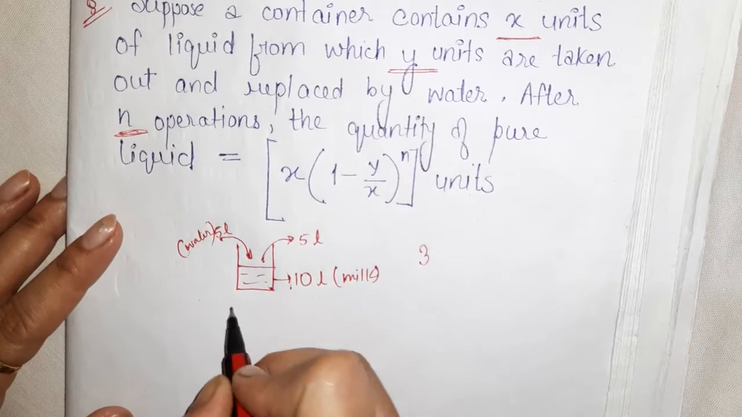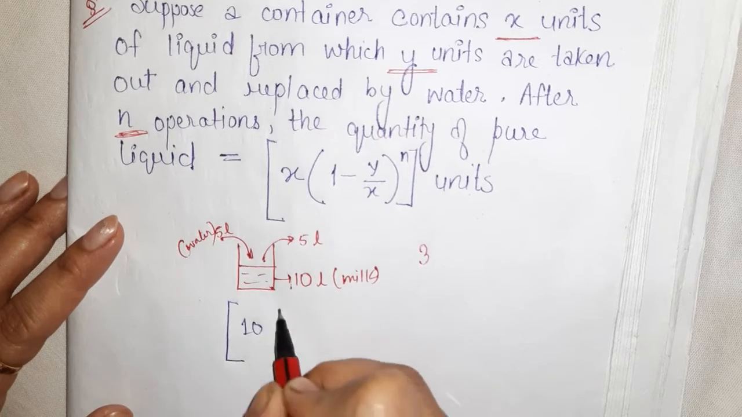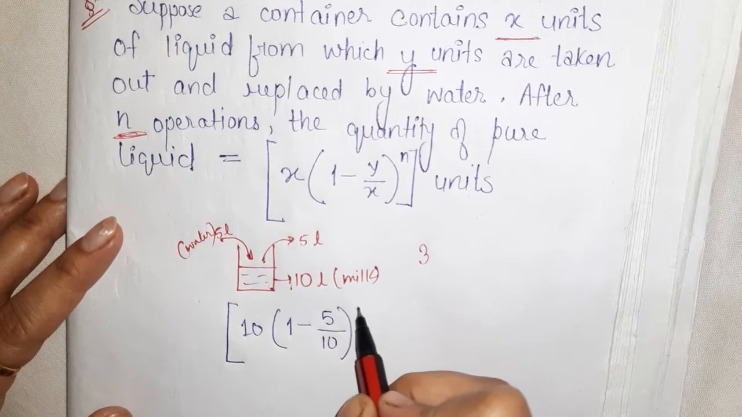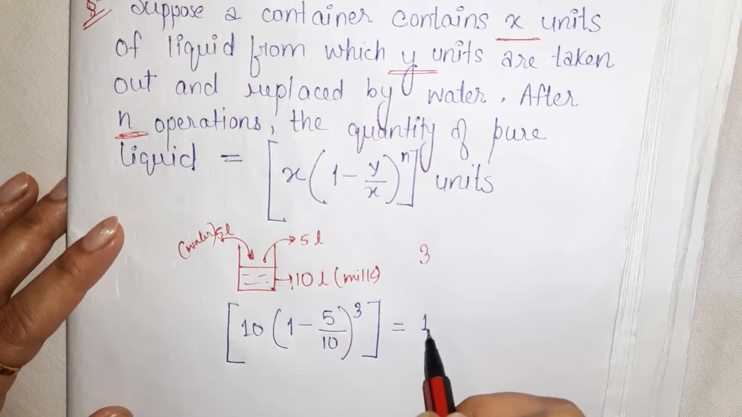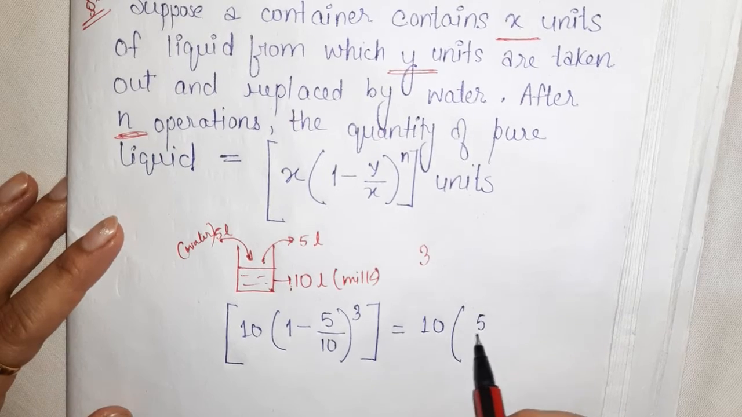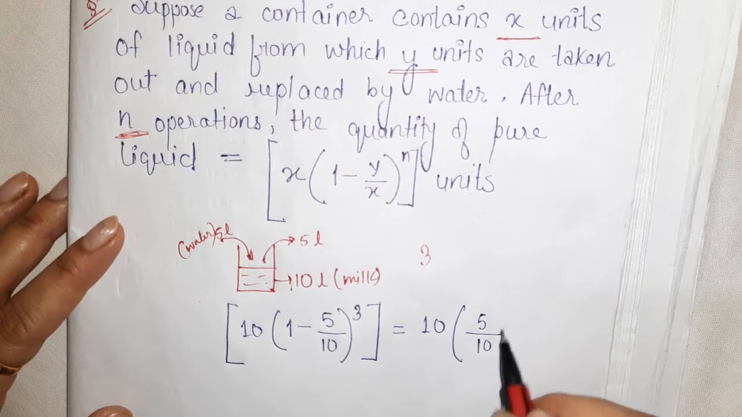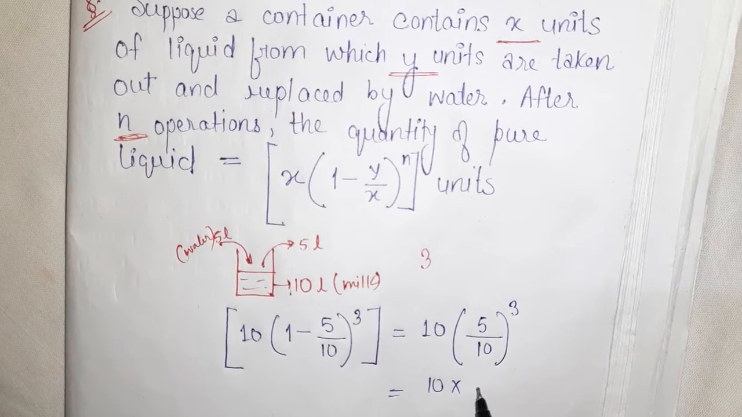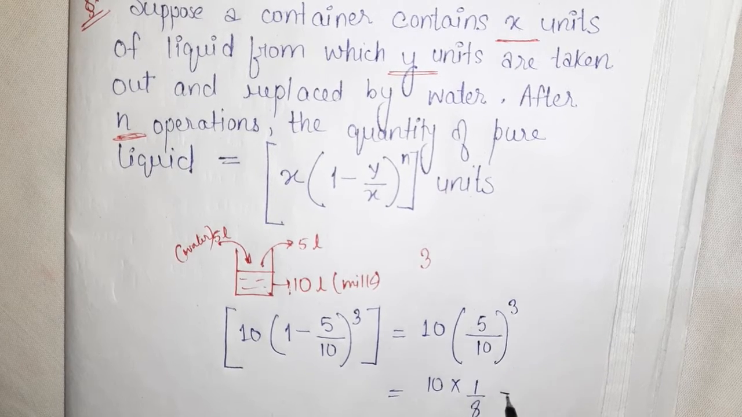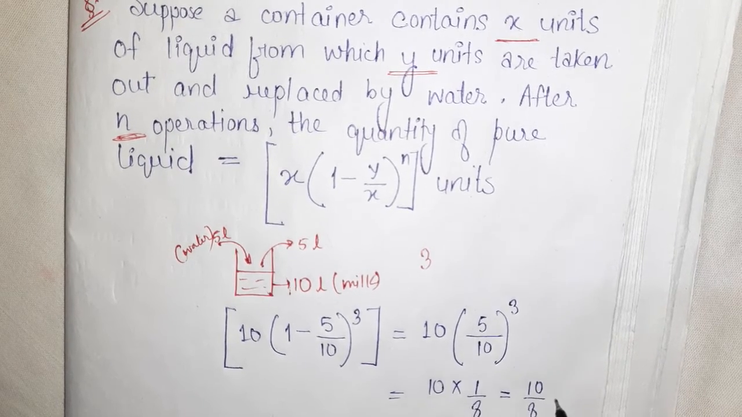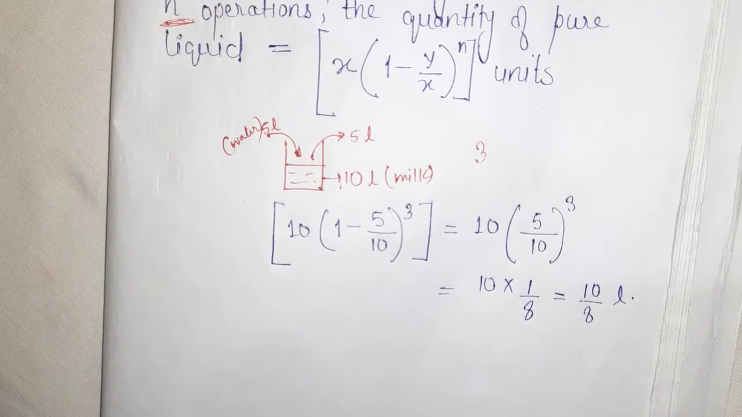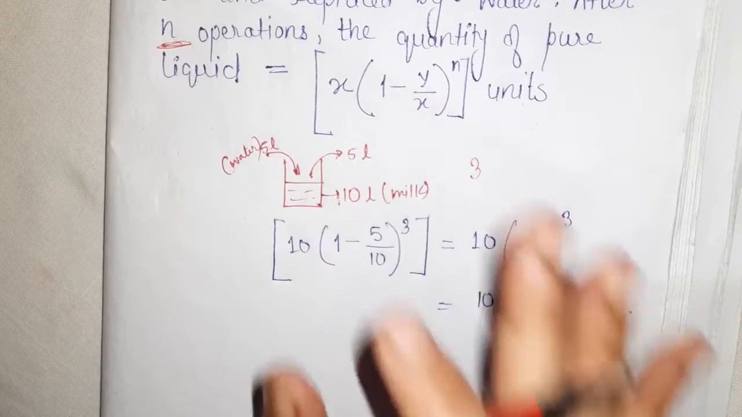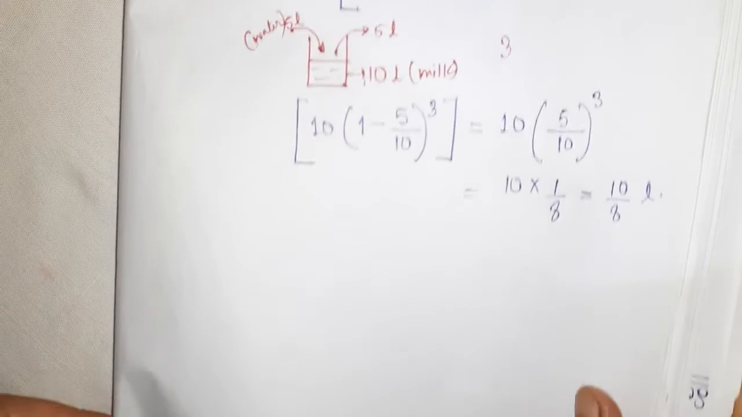So the quantity you can find out here: your x is 10 and y is 5. And 3 times you are doing this process. So you will get 10 times (5 by 10) cubed, that is (1 by 2) cubed, means 10 by 8 liters is the quantity of the pure liquid in that container, right? So this is the formula we have to use. Now we move to the problems.